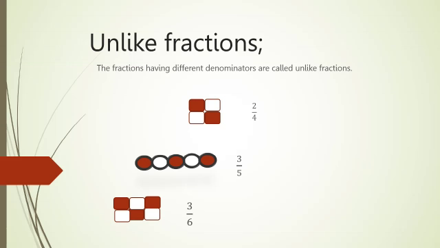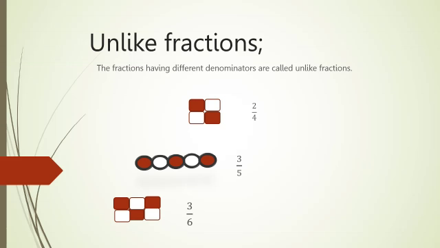So this shape is showing the fraction 3 over 6 as 3 parts are colored out of 6 equal parts. These three fractions are showing that each has different denominators.